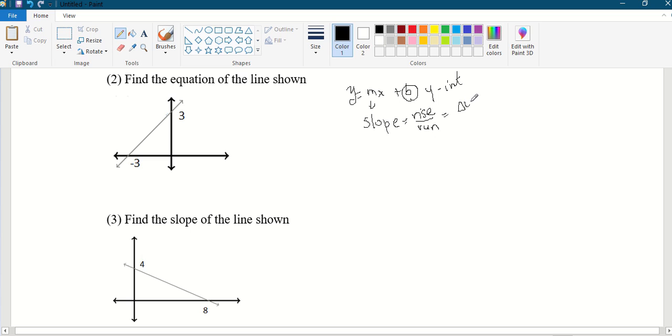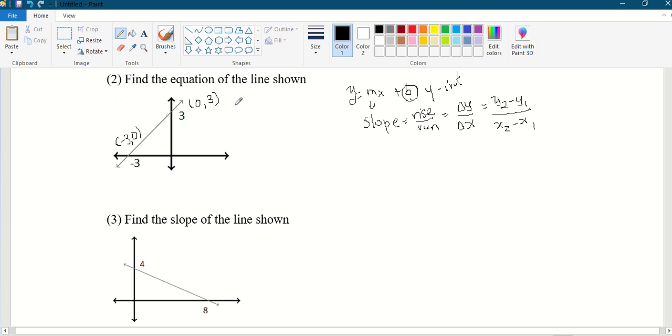Another way to say it is change in y over change in x, or y2 minus y1 over x2 minus x1. There are a few ways to find the slope. Now for this particular example, this right here, 3, will be the y-intercept because the graph crosses the y-axis at 3. In terms of a point, that is x 0 and y 3. And for this point right here, x is negative 3, y is 0.